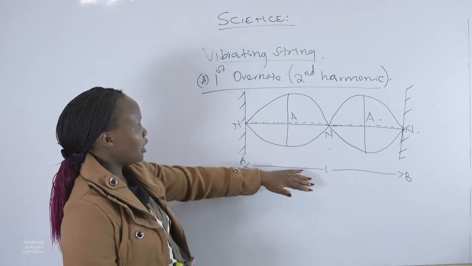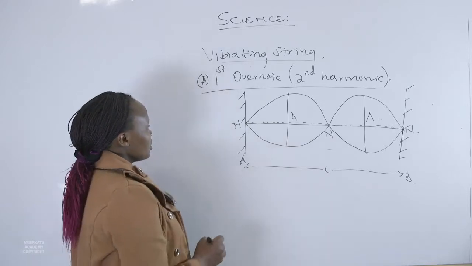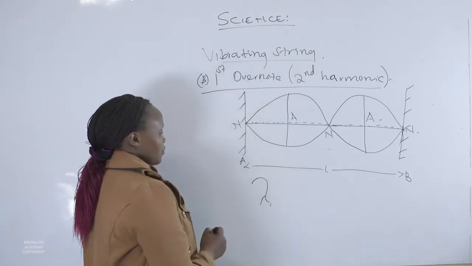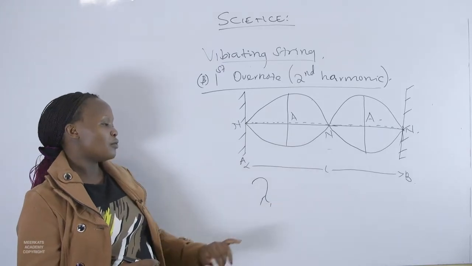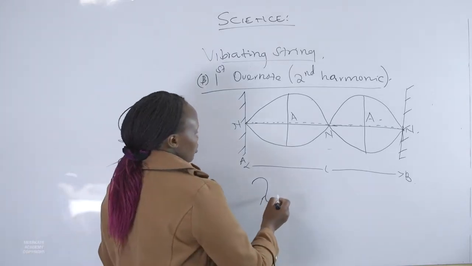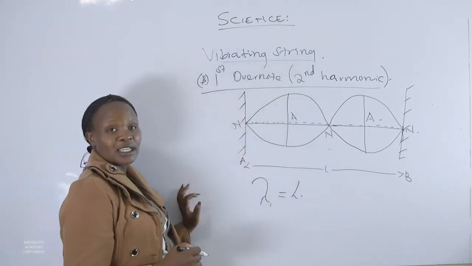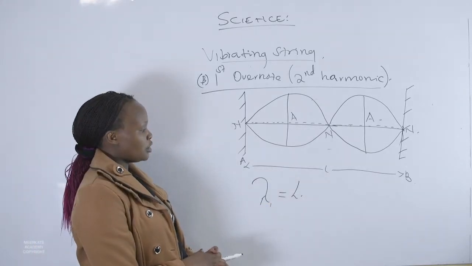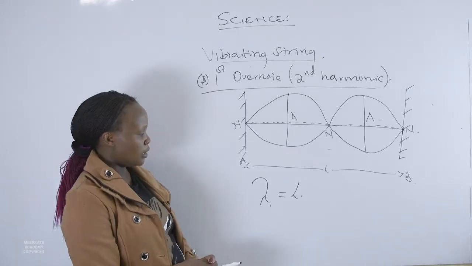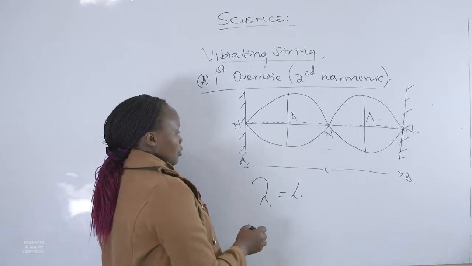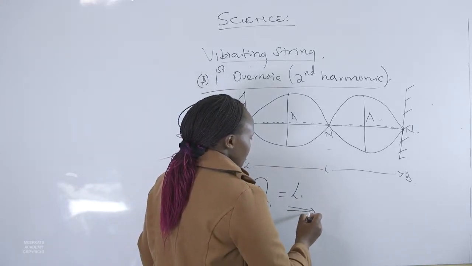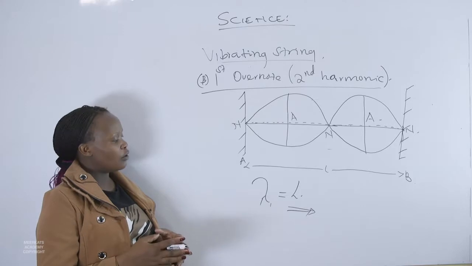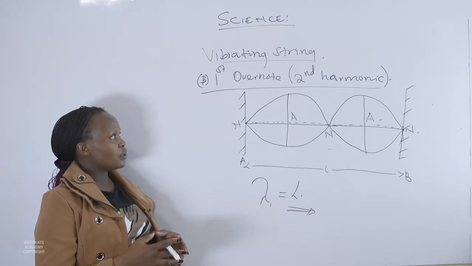Now, here, we note that the wavelength, which we are going to call wavelength 1, that is the first overtone, is actually equal to L, because the length between the fixed ends is accommodating a full wavelength. Now, we can go ahead and get an expression for the frequency of the first overtone.